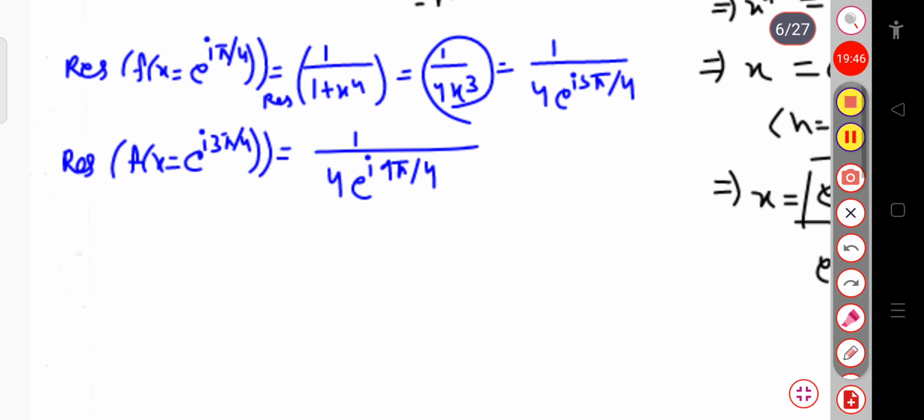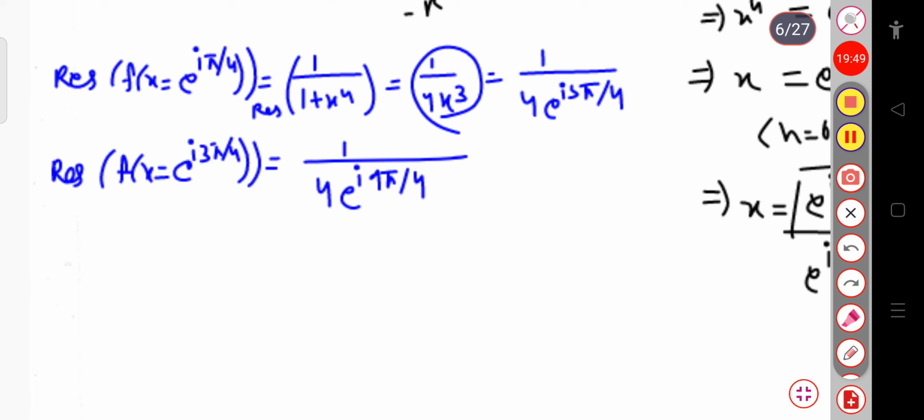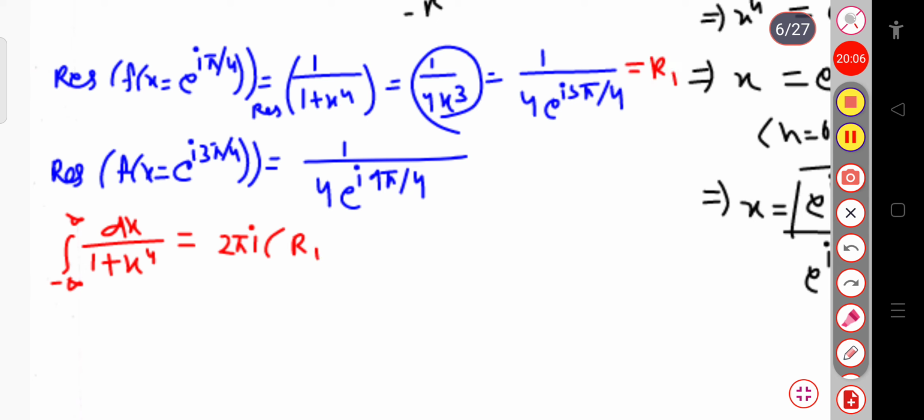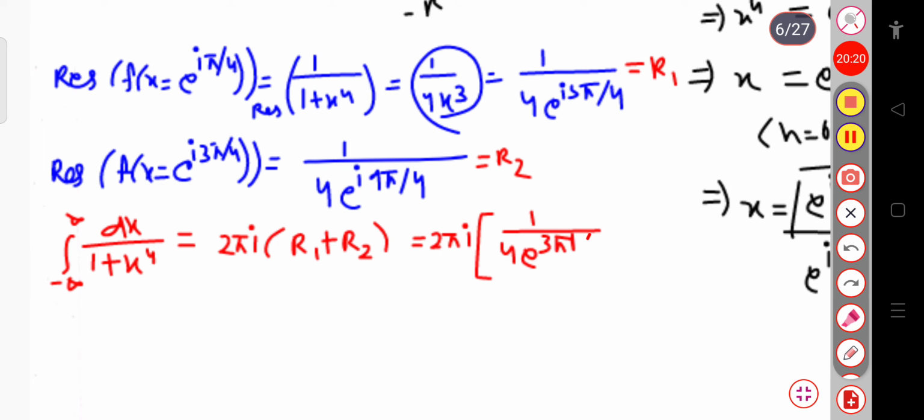for this total integration from minus infinity to plus infinity dx by 1 plus x power 4, that will be equal to 2 pi i into the sum of the residues. This one is R1 and this is R2. R1 plus R2, the sum of the residues, will be equal to 2 pi i into, in place of R1, 1 by 4 into exponential 3 pi i by 4 plus, for R2, 1 by 4 exponential 9 pi i by 4.